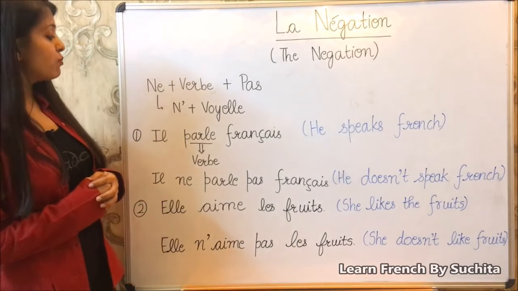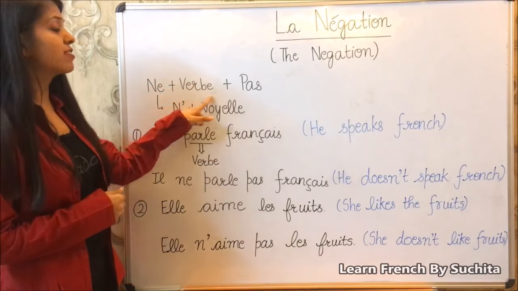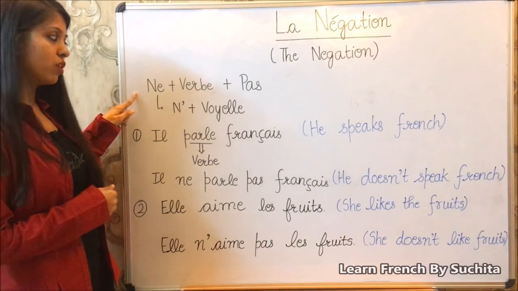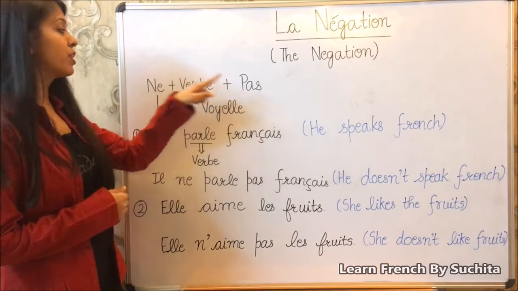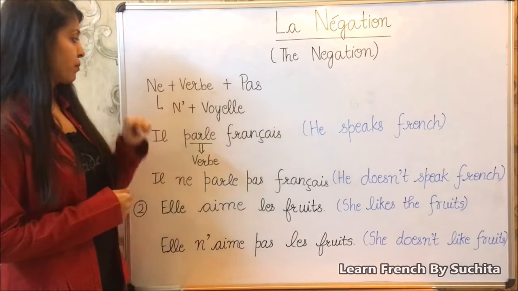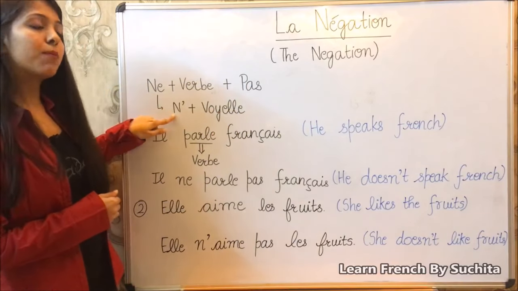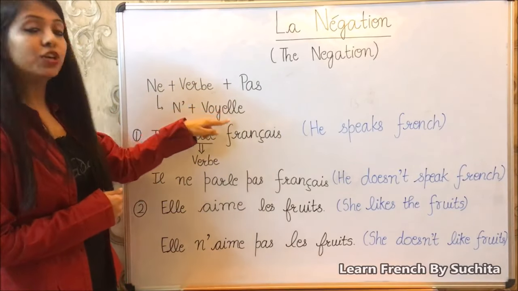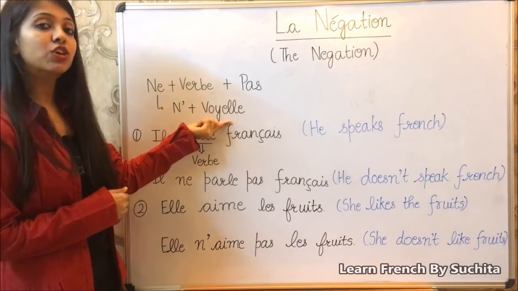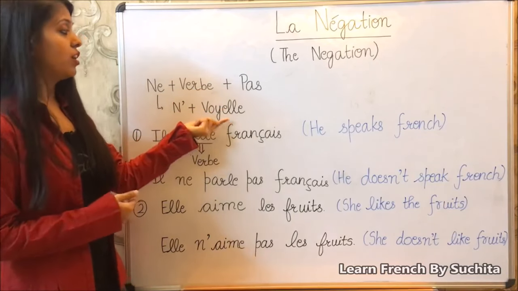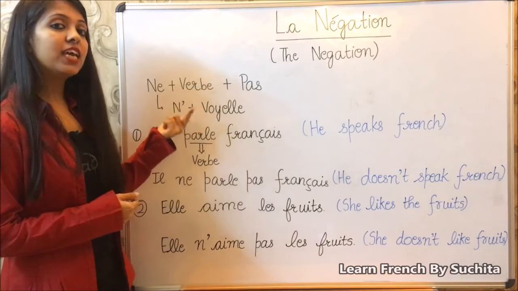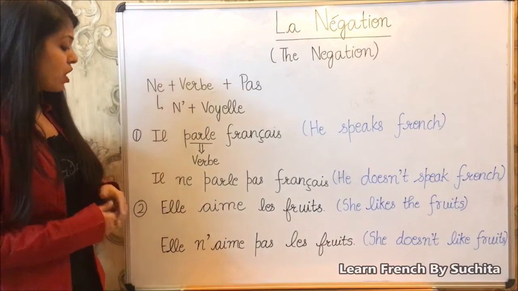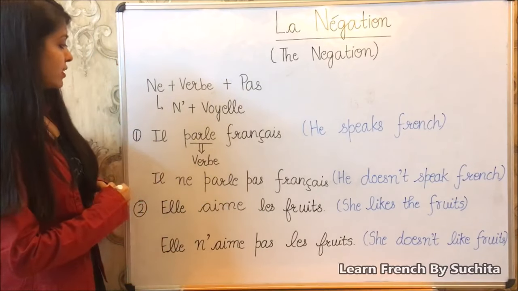For that, we have to basically search where is the verb in our sentence. So after searching for the verb, we put ne before the verb and pas after the verb. The pronunciation is ne and pas. This ne changes into n apostrophe when we have a vowel after ne. That means when the verb is starting with a vowel. Now we know what are vowels in French: A, E, I, O, U, Y and H. Très bien.